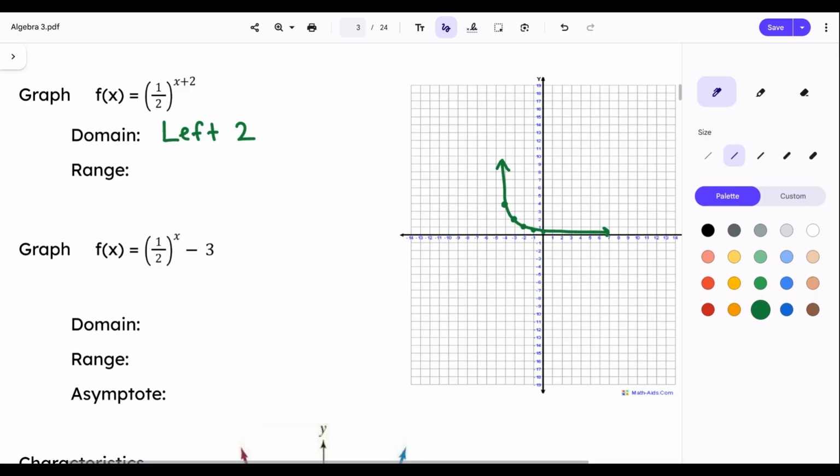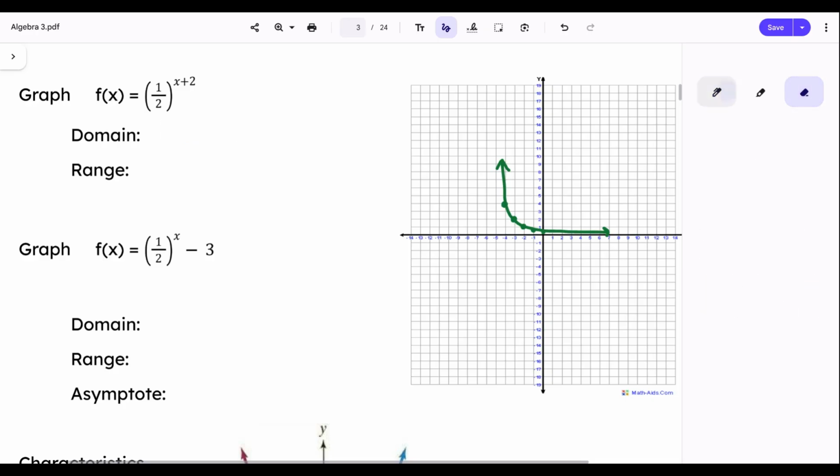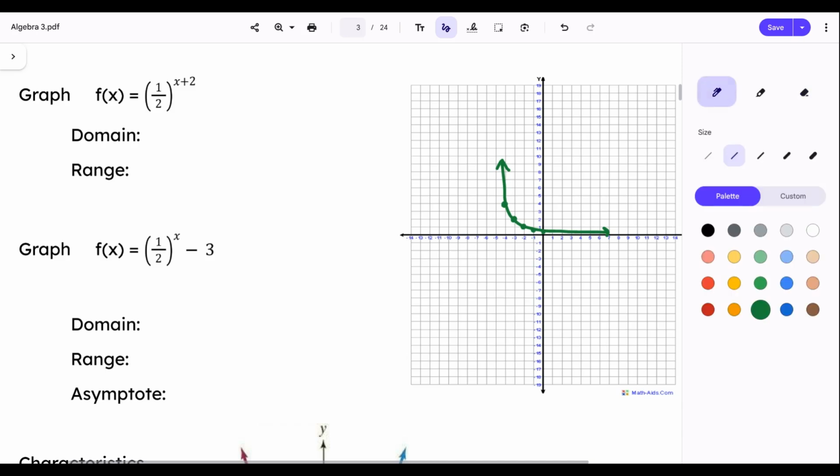Okay, whoops, I wrote the wrong thing here. This should have just been up above: left 2. Did my domain at all change? No, still negative to positive. How about my range? Good, no change there either, 0 to positive.